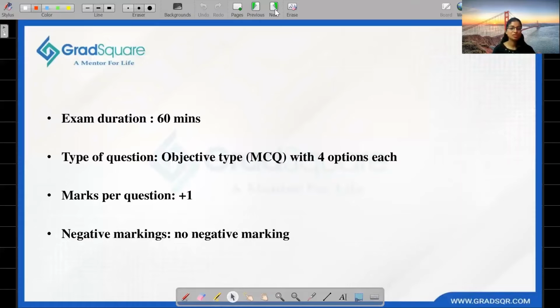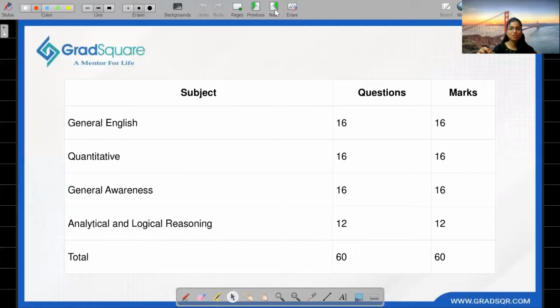So the first thing I want to focus on is exam duration. You'll get 60 minutes, that is 1 hour, for dealing with all the questions. The question type is MCQs, and you'll get 4 options for each question, and +1 for a single correct answer. There are no negative markings in this particular exam, so you don't have to worry about it. Let's move on to the breakdown.